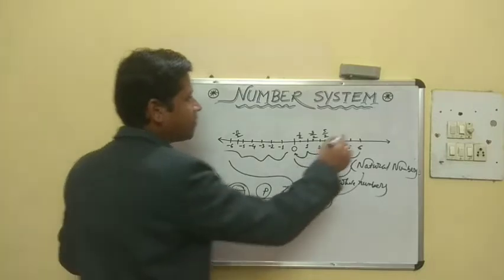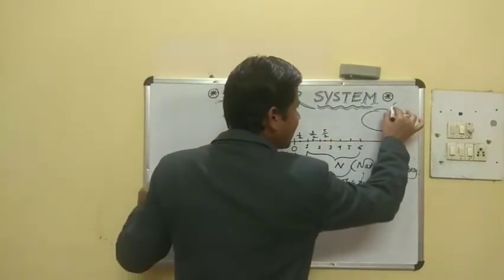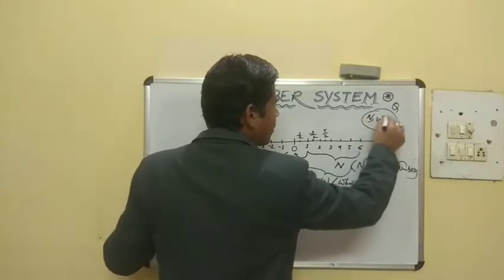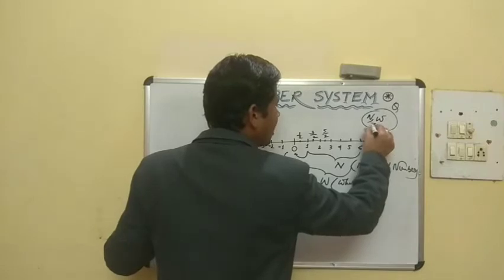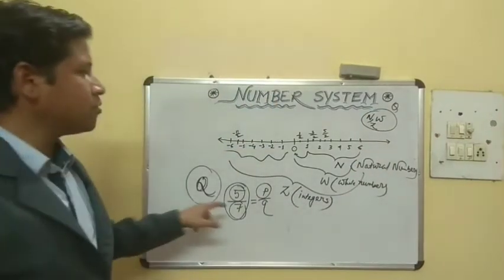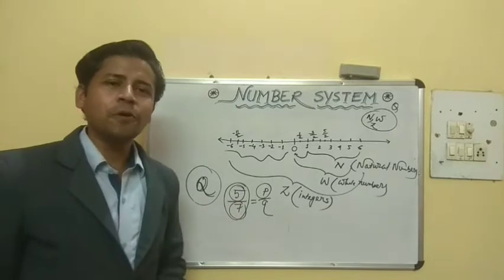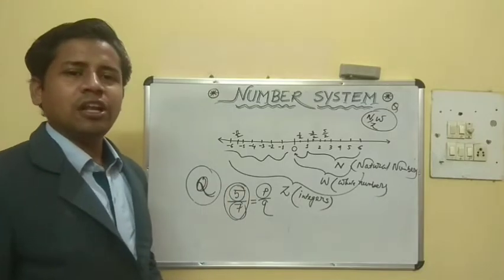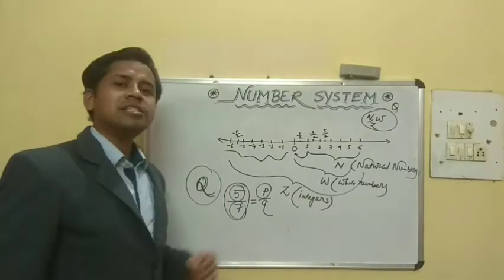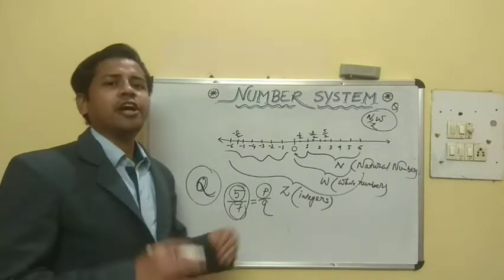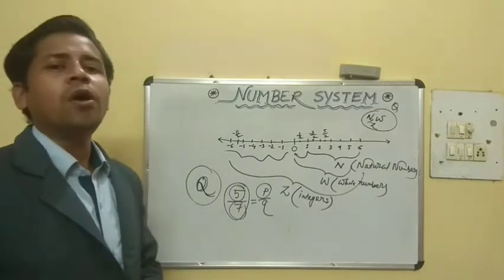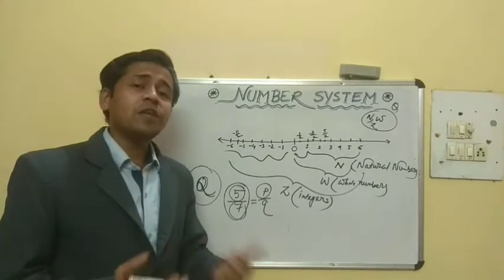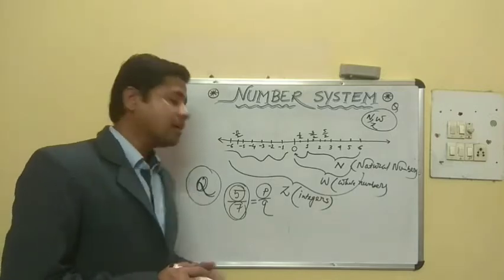That means if you take a bag and it is the bag of Q, here will be the natural numbers, here the whole numbers, and here also the integers. At the same time, you see some fractional numbers also. We include all of them in the rational numbers. The definition of rational numbers says that when a number is expressed in P by Q form, where P and Q are integers and Q not equal to 0, then we say that the number is a rational number.